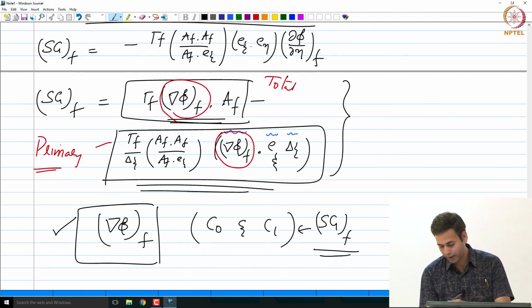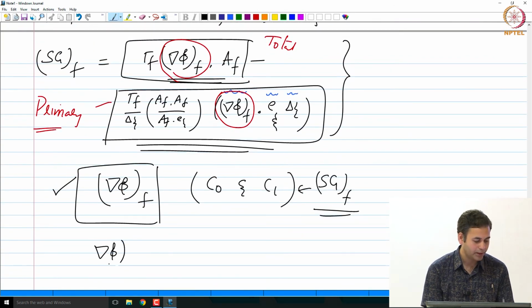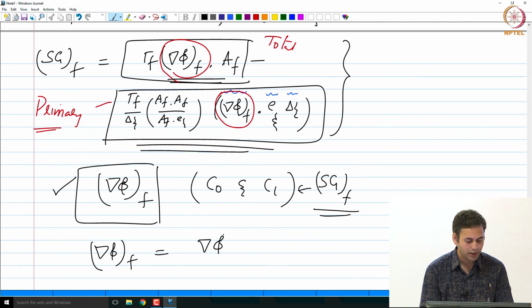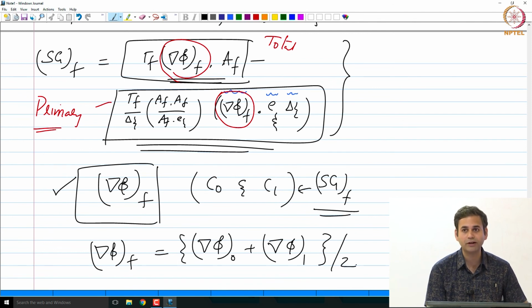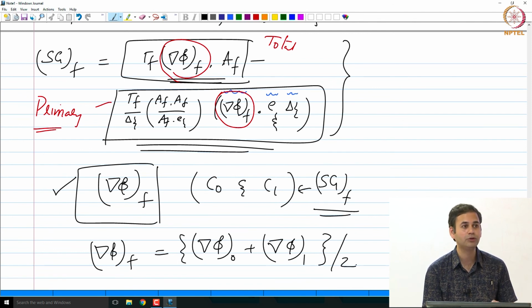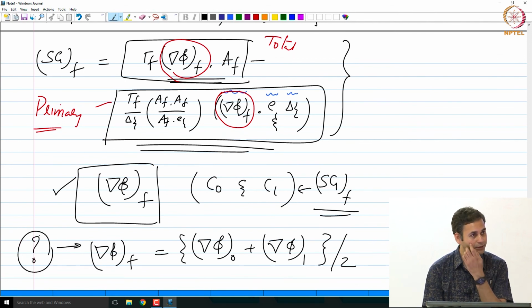Of course, again, how do I calculate the grad phi? Usually, grad phi can be taken as the average of the cell centroid values. You can take grad phi 0 plus grad phi 1 by 2. That means you calculate the gradients of phi at the cell centroids itself and store them, and if you want it for the faces, you would linearly interpolate and take it. That is how it works. Now, how this is calculated, we will see in the coming lectures.